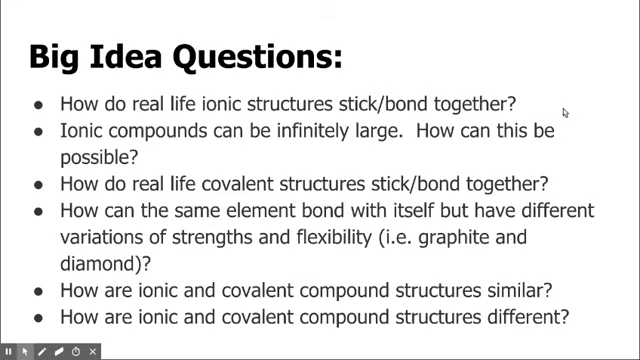How do real life ionic structures stick or bond together? Ionic compounds can be infinitely large. How can this be? How do real life covalent structures stick or bond together? How can the same element bond with itself but have different variations of strength and flexibility? We're specifically looking at graphite and diamond because we created those structures. How are ionic and covalent compound structures similar and how are they different?